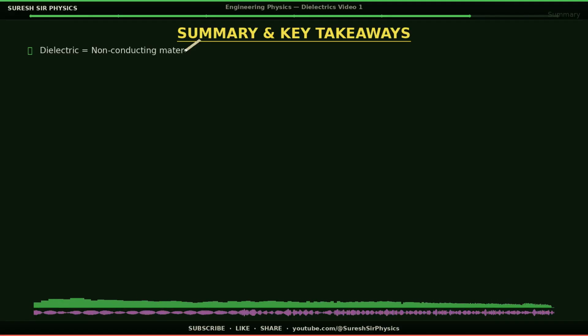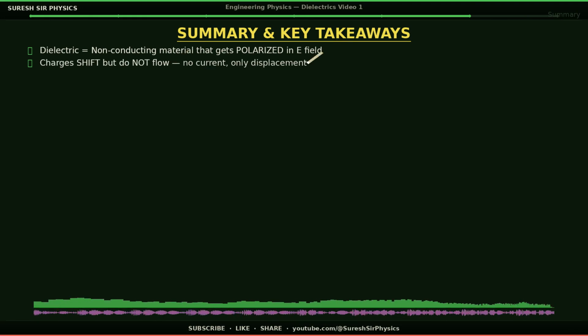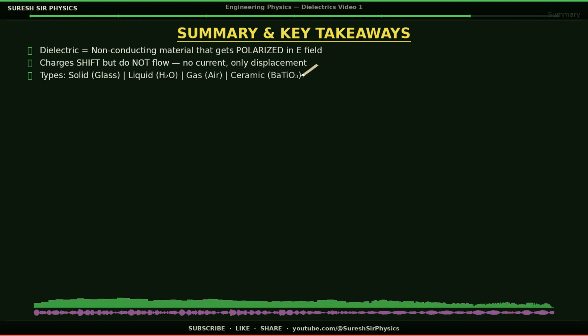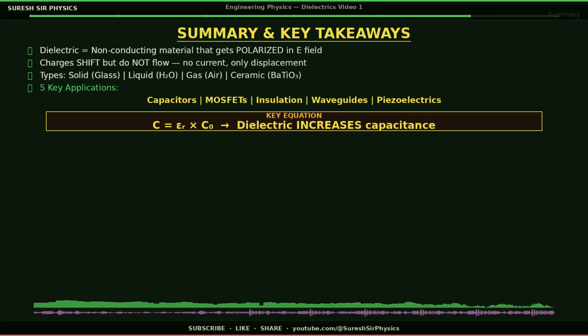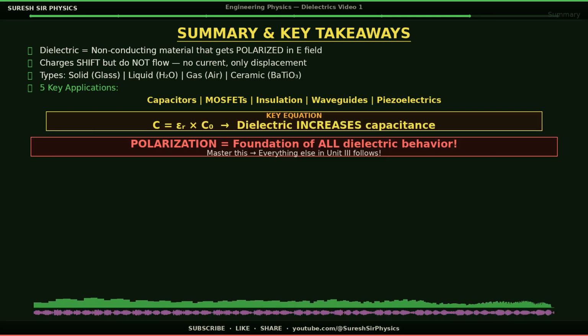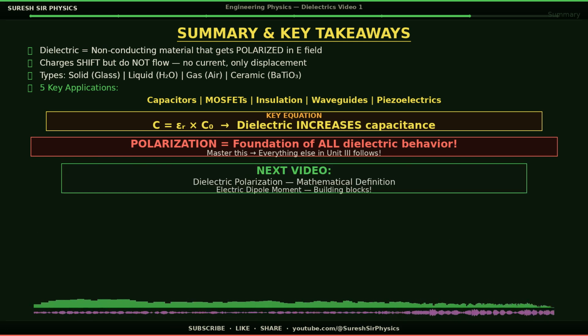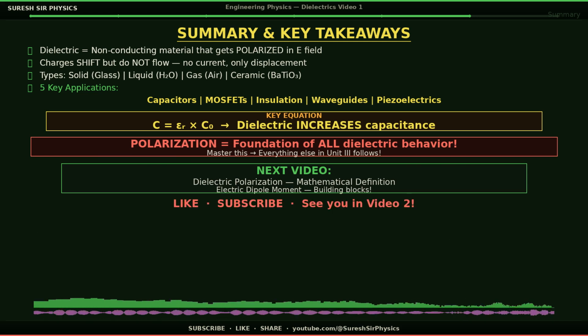Let me summarize. A dielectric is a non-conducting material that gets polarized in an external electric field. Charges do not flow, but they shift from their equilibrium positions. This polarization is what makes dielectrics enormously useful in capacitors, transistors, insulation, and communication systems. In the next video, we will define dielectric polarization mathematically and understand the concept of electric dipole moment. These are the building blocks for everything else in this chapter.